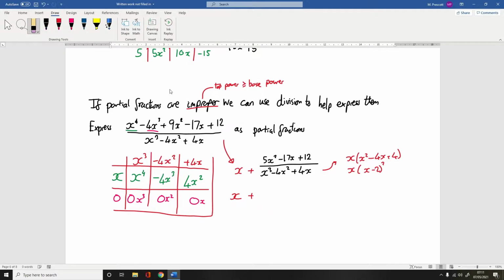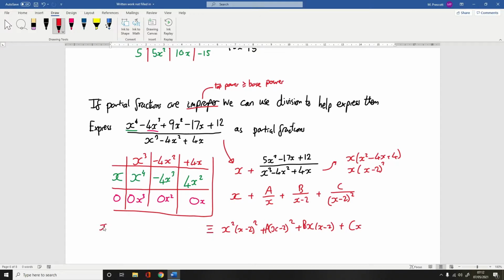So we can split this up into a over x plus b over x minus 2 plus c over x minus 2 squared, and then we can go through the same partial fraction process that we normally would. So we know this is equal to our fraction over here, so we could multiply everything up by x minus 2 squared, and we get that this is equal to x squared times x minus 2 squared, plus x minus 2 squared, plus x minus 2. That should be an a here, shouldn't there? A b here. Plus cx is equal to our x to the 4 minus 4x cubed plus 9x squared minus 17x plus 12.